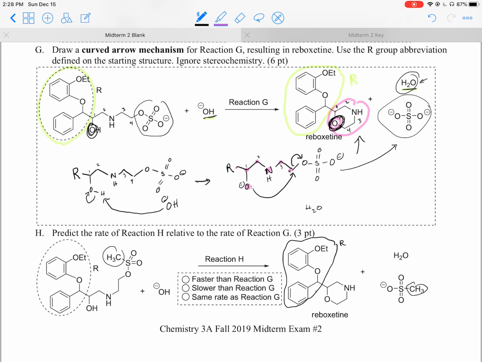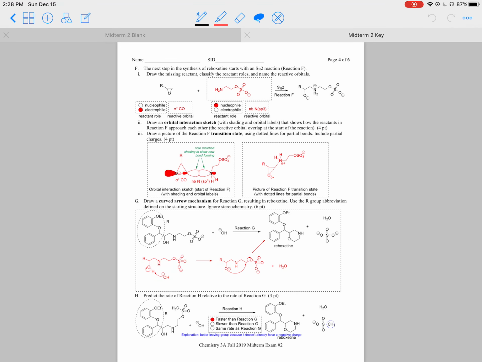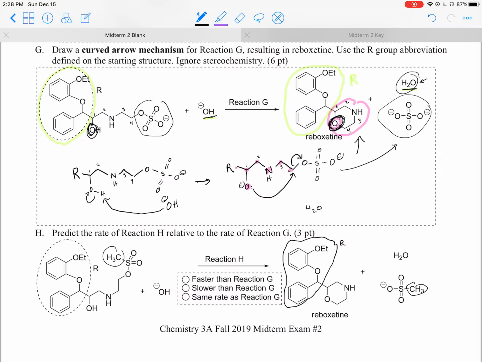Could possibly, let's see what the answer was. It says faster. Okay. And the explanation is because it has a better leaving group because it doesn't already have a negative charge. Okay, so that does make sense, I guess.